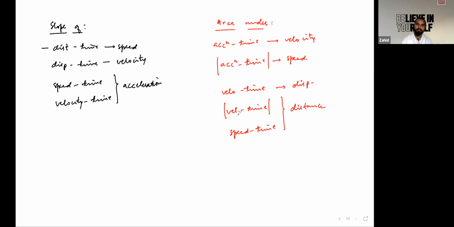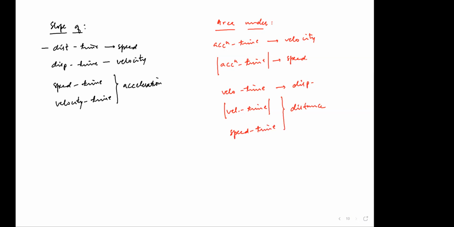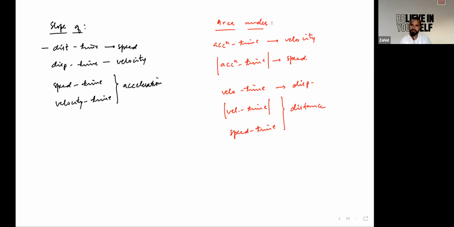Modulus means you have to take only positive values. Whether it is negative or positive, you have to take all the terms as positive. Is it clear? Yes, sir. We just write it down. I'm giving you some problems related to this.